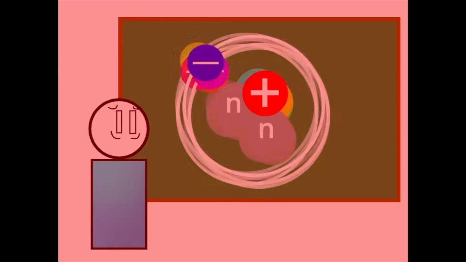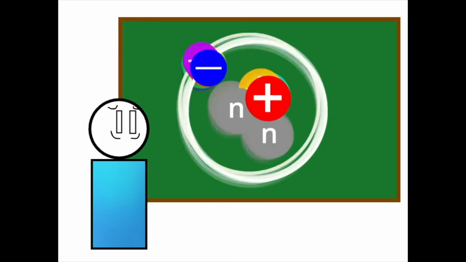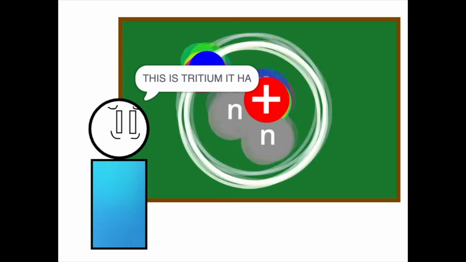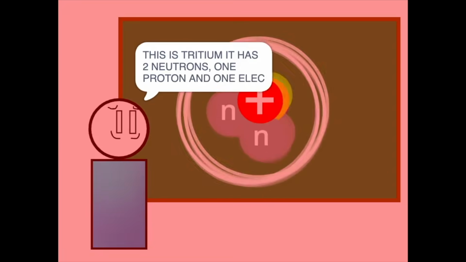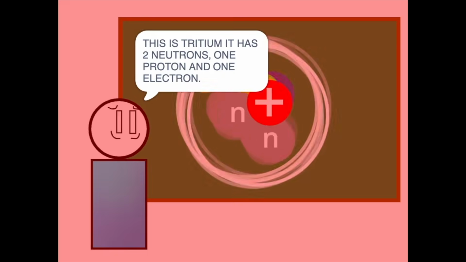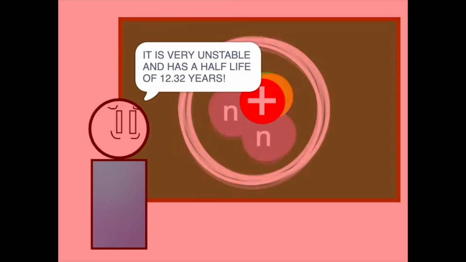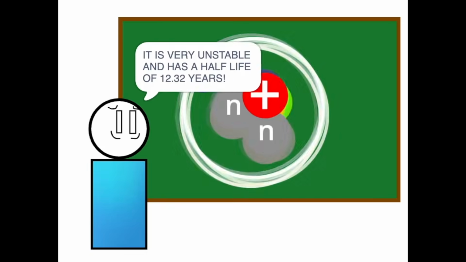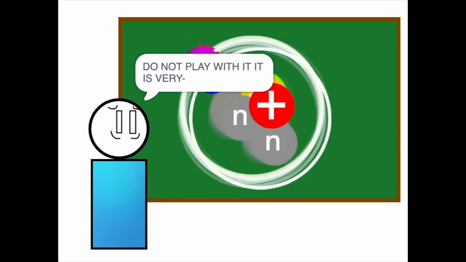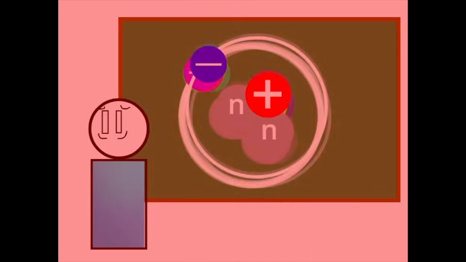Warning, unstable isotope detected. Highly flammable. Proceed with caution. It has 2 neutrons, 1 proton and 1 electron. It is very unstable and has a half-life of 12.32 years. Do not play with it.